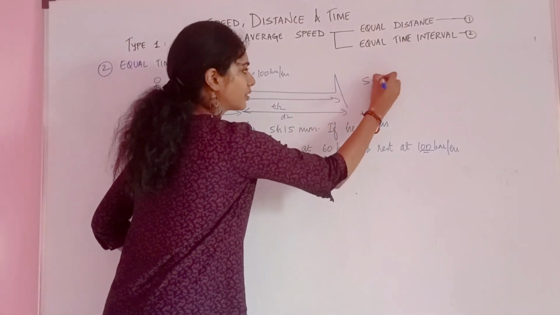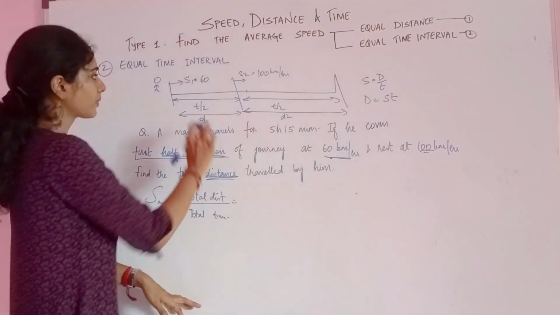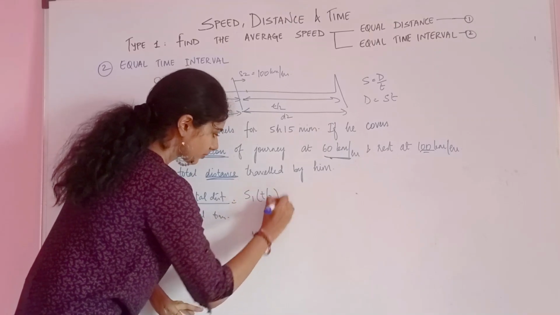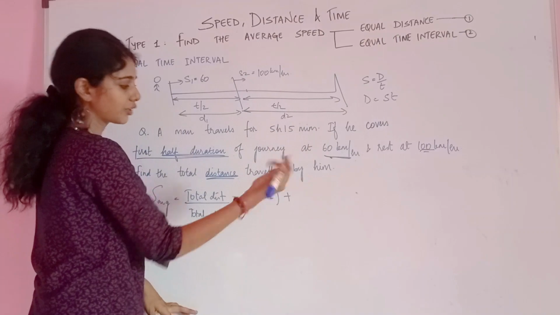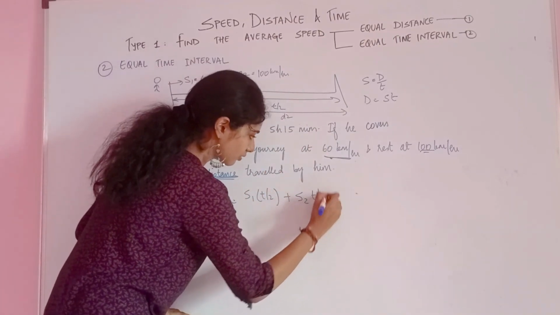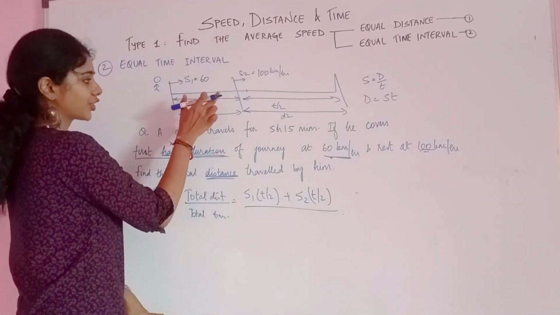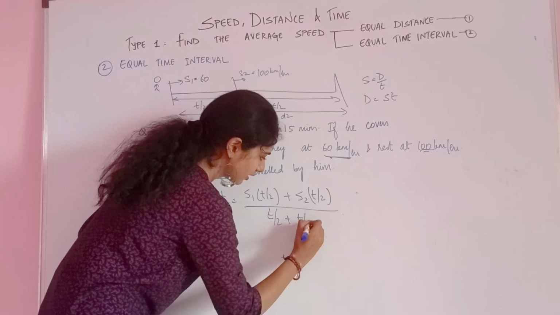We know that speed is equal to distance by time. So distance can be written in the form of speed into time. So s1 into t by 2. Can I write it of this form? Similarly, for the other distance d2, I can write it as s2 into t by 2. So the total time is equal to what? First half duration is t by 2, second half is t by 2, so total duration is t by 2 plus t by 2.